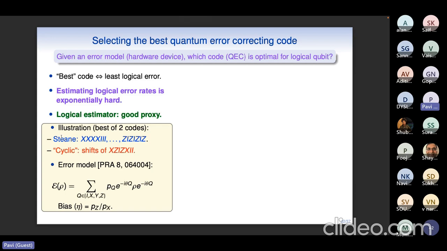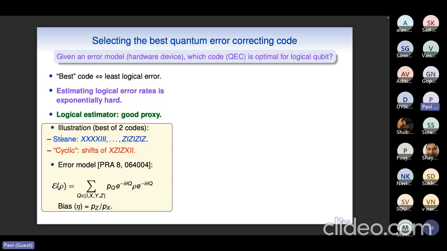Let's say we had two different schemes. One is called the Steane code. Don't worry if you don't know what a Steane code is. It is essentially an error correcting scheme where one logical qubit is encoded into seven physical qubits in a specific manner, in such a way that the seven qubit state is a plus one eigenstate of some Pauli operators. Now, that is not the only way of encoding one logical qubit in seven physical qubits. There is another way. And one of the other ways is called a cyclic code.